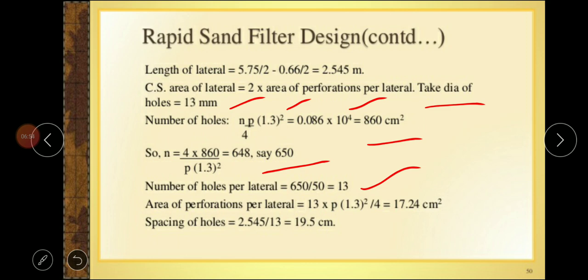The area of perforations per lateral is equal to 13, the number of holes, into πd² by 4. The diameter of the hole is 13 mm, that is 1.3 centimeter square. The area of perforations per lateral is 17.24 centimeter square. Therefore the spacing of holes is equal to length of lateral divided by diameter of the hole. So here length of lateral is 2.545 divided by diameter of the hole 13, is equal to 19.5 centimeter.